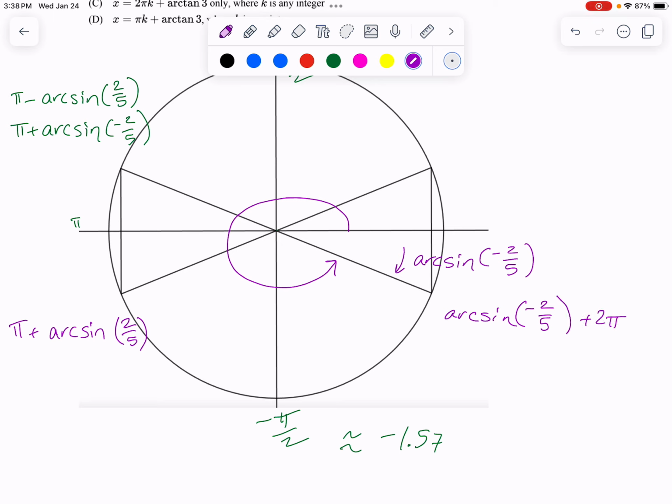If I want all of the additional ones that I might come up with, I could add 2 pi k, where k is an element of the integers.